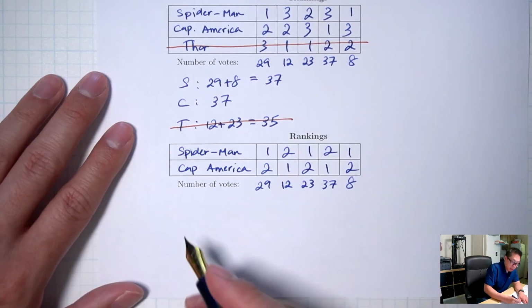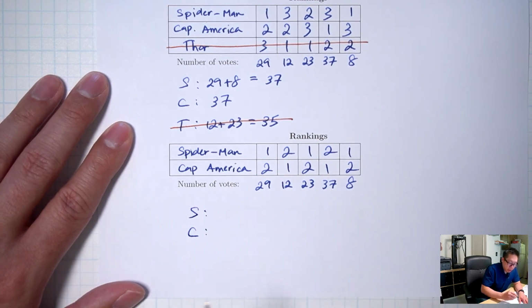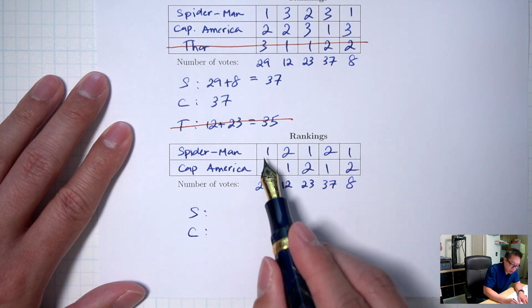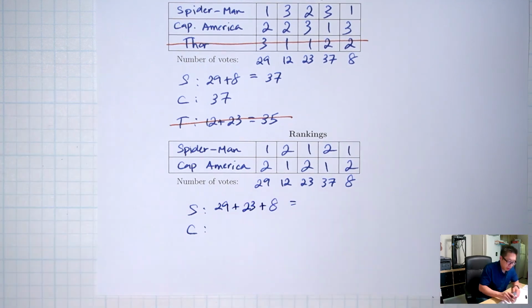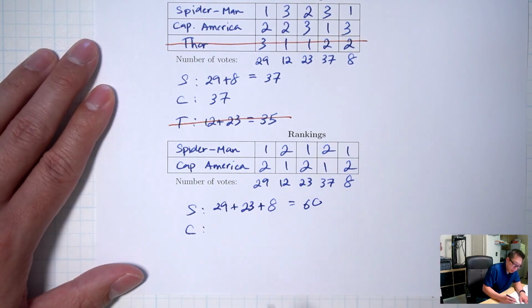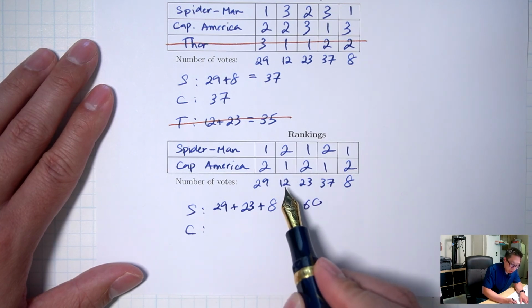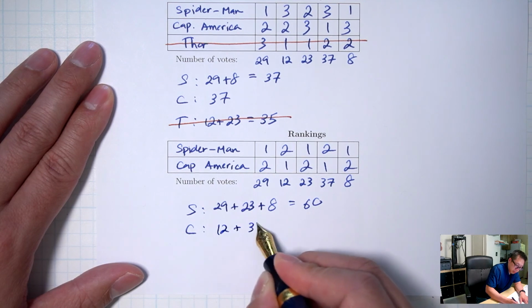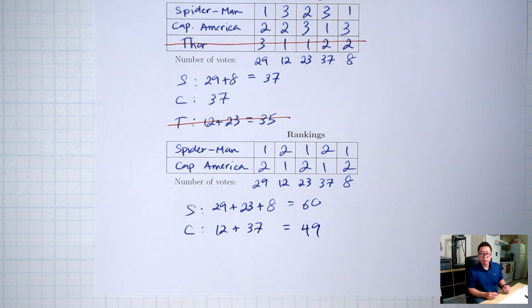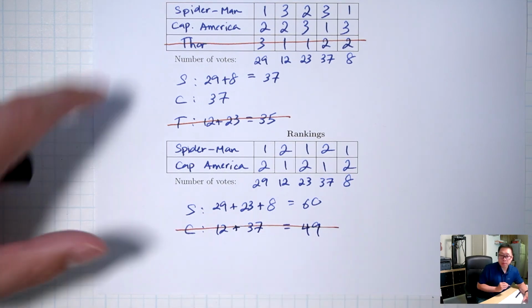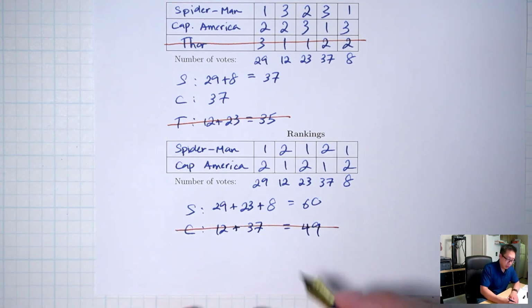And then one last count, Spider-Man versus Captain America. Spider-Man has these 3 ones, so that's 29 plus 23 plus 8, which is 60. Captain America has 2 ones, so this 12 plus 37. And 12 plus 37 is 49. Right, who gets eliminated? Captain America's gone with 49, which means the winner is Spider-Man at 60.